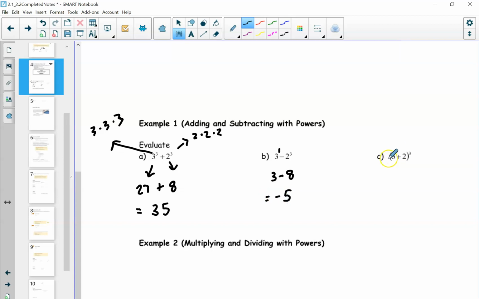This one here, we've got some brackets. Now, we know that the power is touching the bracket, so the power must apply to everything inside the brackets. But do we do exponents first or do we do brackets first? Well, BEDMAS says we do brackets first. So let's do the brackets. 3 plus 2 equals 5. And then all we've got left is the exponent. So brackets first, then exponents. 5 to the power of 3, remember, it's just 5 times 5 times 5. So there's 3 of them. That's 25 times 5, I assure you, is 125. Check your calculator. All right, example number 2, multiplying and dividing with powers.